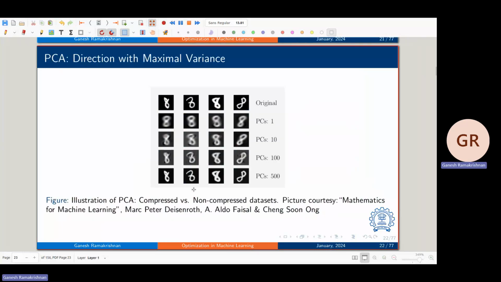I didn't show these examples, but you can look at them. If you just take the first principal component, it's like capturing most of the information about the digits. This is the original data, and the first principal component gives you a fair idea of the digit, but it's very hazy. The edges are blurred. And if you take more principal components, the blurring effect will start vanishing.